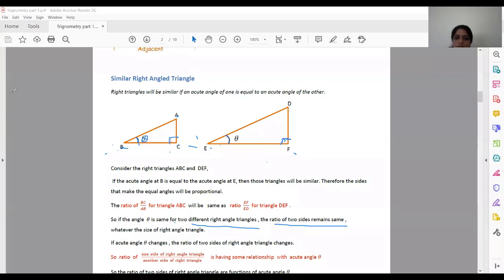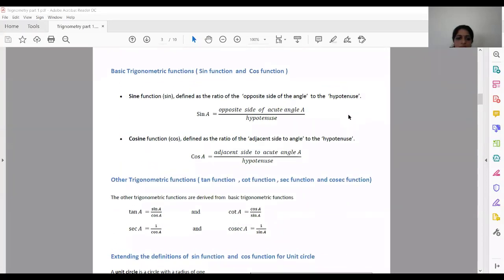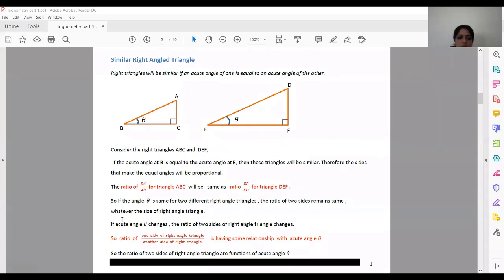It means if the acute angle theta changes, the ratio of two sides of the right angle triangle changes. This means that if we change theta, the value of theta changes, then the ratio will change. So the ratio of two sides of a right angle triangle is a function of the acute angle theta.